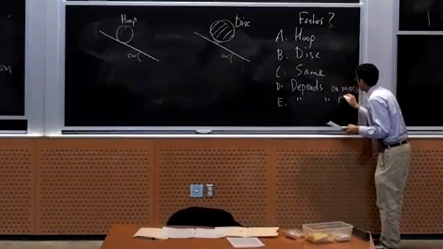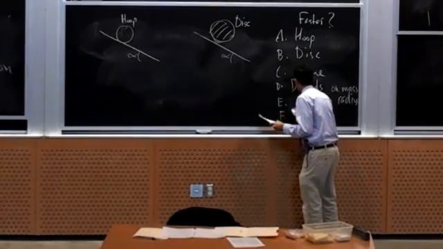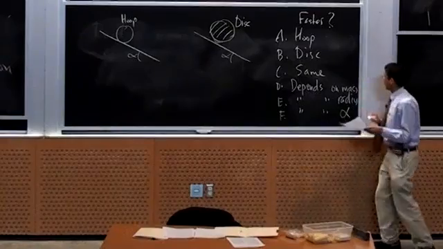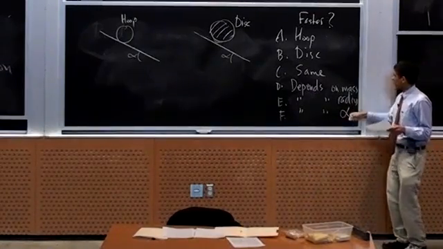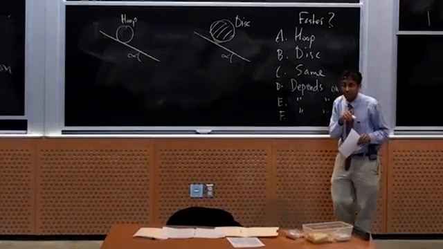Depends on radius, or depends on alpha. So it could depend on the mass, the radius, or on alpha. It could be the same. The disk could be faster, or the hoop could be faster.